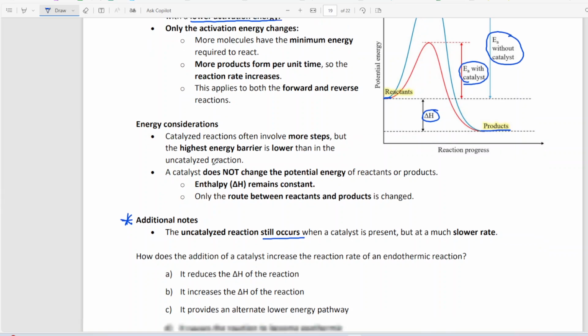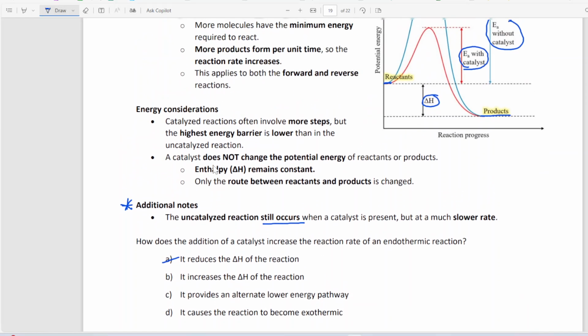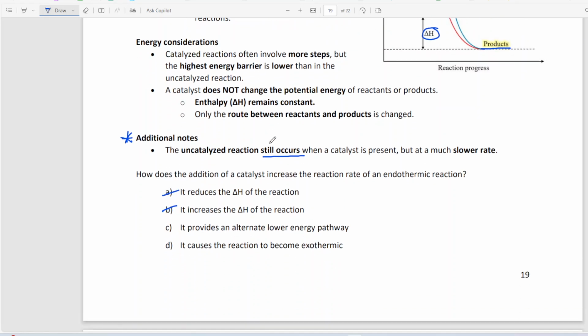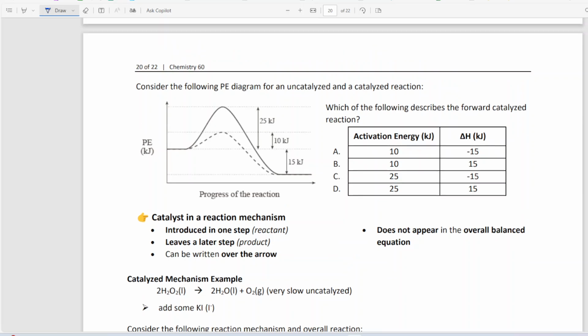So, just a quick multiple choice question. How does the addition of a catalyst increase the reaction rate of an endothermic reaction? Does it reduce the delta H of the reaction? No. Does it increase the delta H of the reaction? No. Does it provide an alternate lower energy pathway? Yes. It does not cause the reaction to become exothermic. Awesome. Okay, a couple more quick questions.